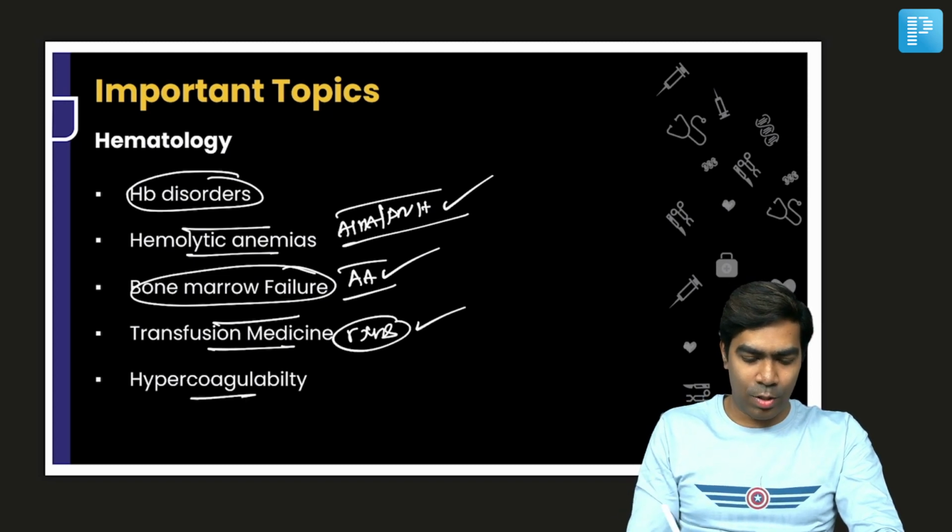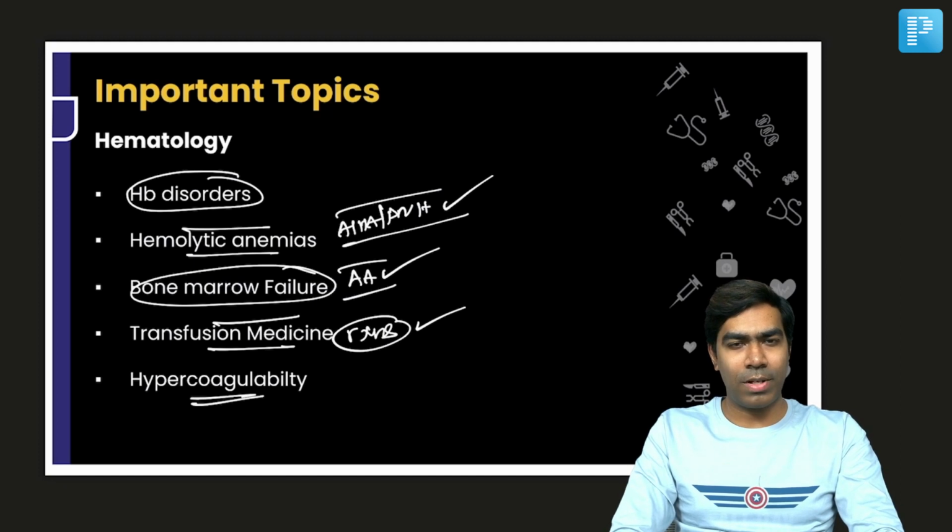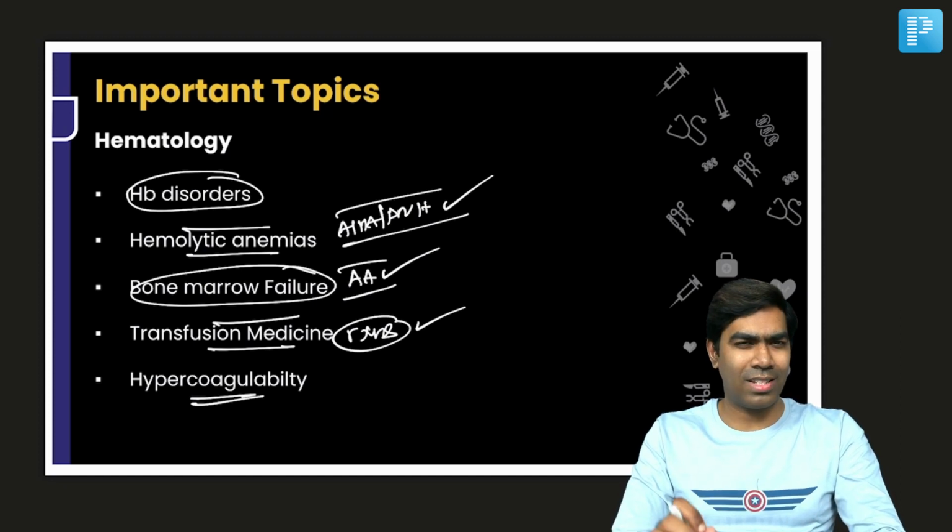And again, hypercoagulability is such an important area. They might ask about factor V Leiden mutation and how to treat an inherited thrombophilia. And what are the indications for lifelong anticoagulation? These are some of the questions that you may get.